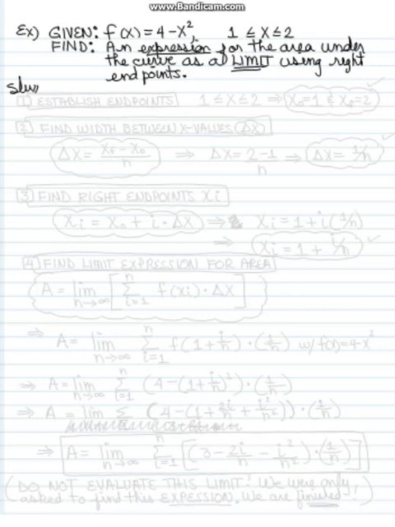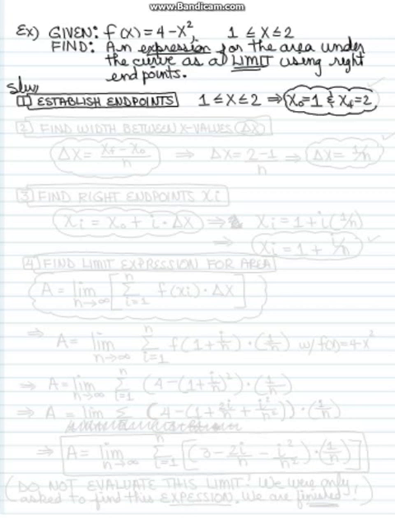Now let's go through the enumeration of the steps. Step 1, we are going to establish the endpoints. Well, we were told that there's a restriction from x equals 1 to x equals 2. So that means the initial x value will be 1 and x final will be equal to 2.